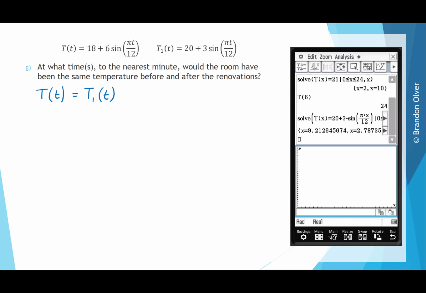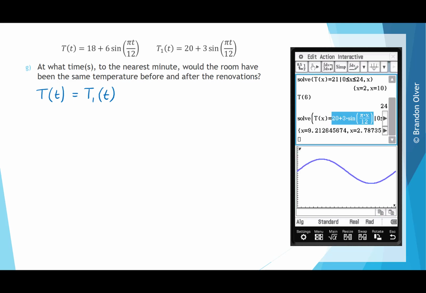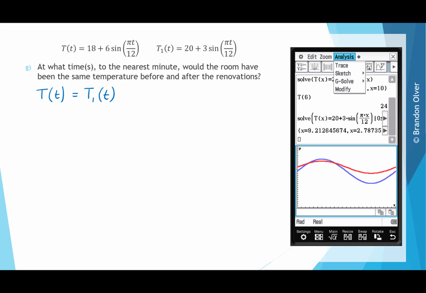We can also solve this question graphically. So if we drag down T of x, that's our original room temperature, and dragging down the 20 plus 3 sine of pi x over 12, which is the renovated temperature over the 24-hour period, we can use analysis, G-solve, intersection to find the points where the room's temperature would be the same. So hopefully you can see that this 2.79 here is the same as the 2.79 here, rounded to two decimal places, and this 9.21 here is the same as the 9.21 that we found in the main menu.